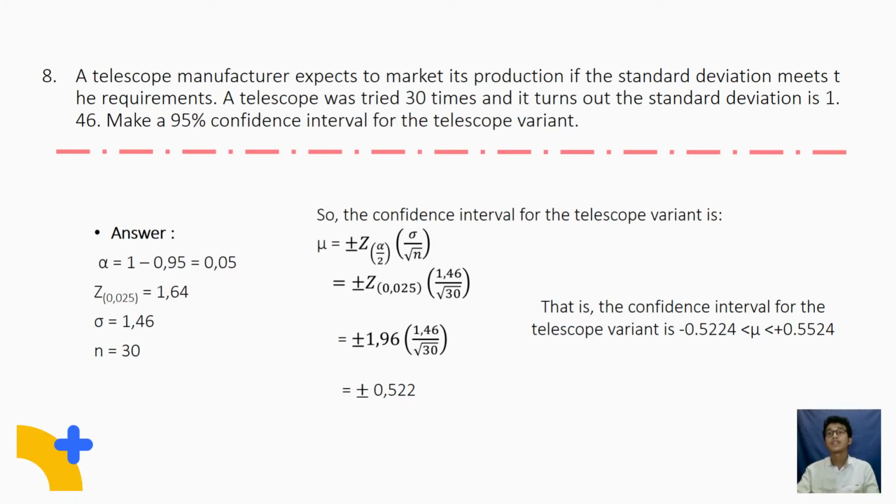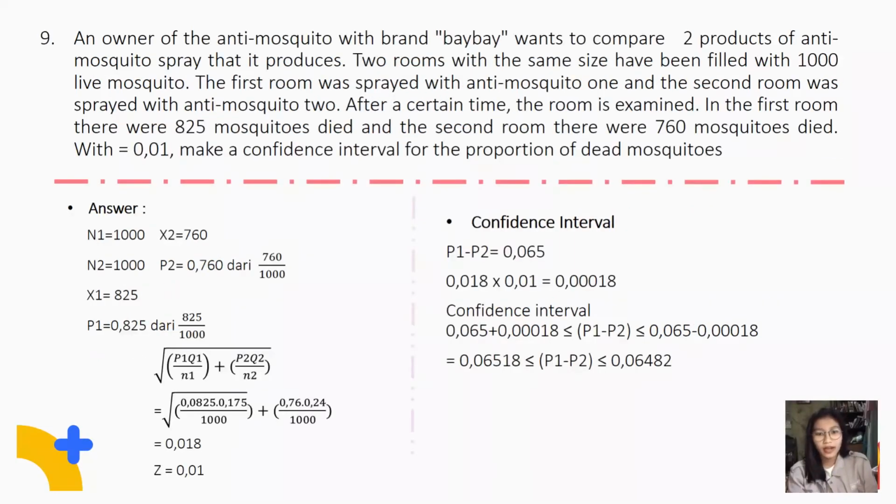That is, the confidence interval for the telescope variant is minus 0.5224 is less than mu is less than plus 0.5524. Number 9. Make a confidence interval for the proportion of dead mosquitoes.